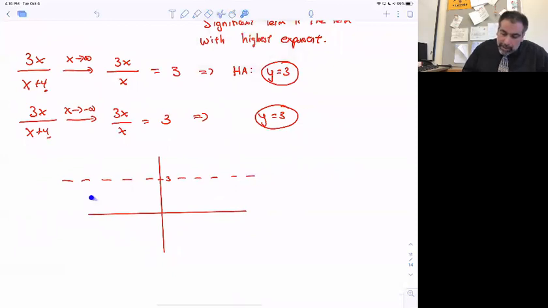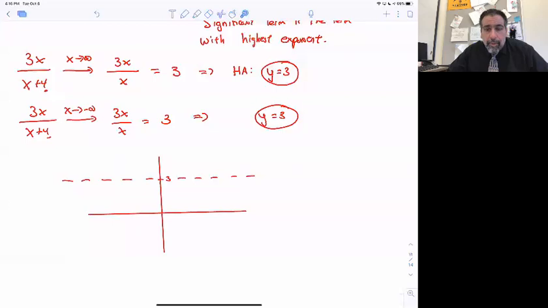Same thing on the other side. It might look like this. It could look like this. It might overshoot it and come back down. But as we get over to the far left, the function is going to be somewhere really, really close to this line. So those are 2 examples of horizontal asymptotes.